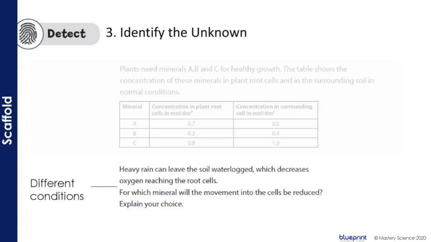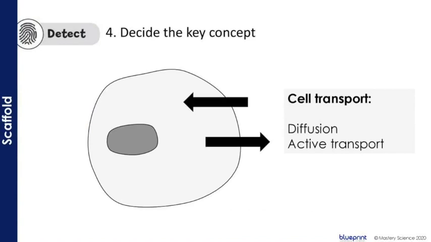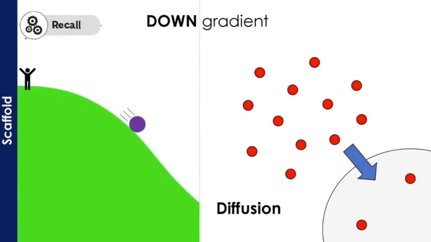And then the next stage of detect is to identify the unknown. So where in the question are they asking you to figure something out, and what do you need to figure out? And then finally, the last stage of detect is where we decide the key concept. So what key concept is going to help us solve this problem? And in this example, it's cell transport. So we'll be looking at diffusion and active transport. Now that step's important because in the next stage, in the recall, we're going to recall everything we know about active transport and diffusion.